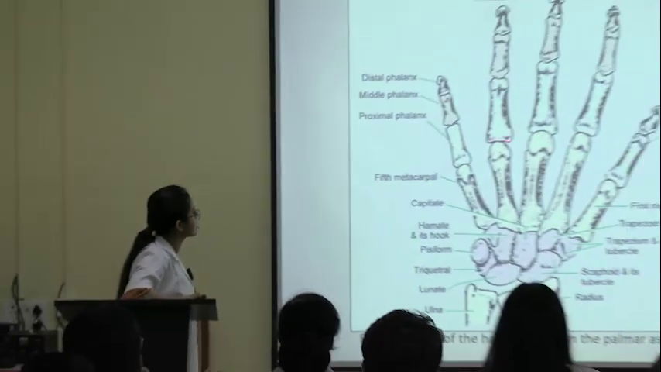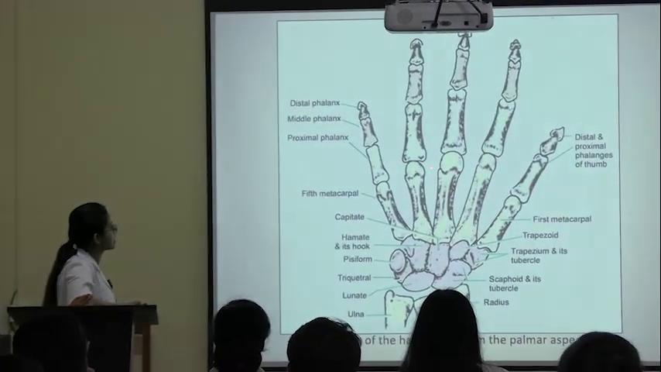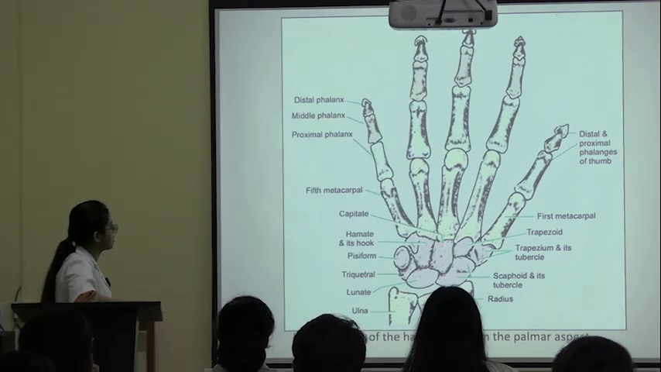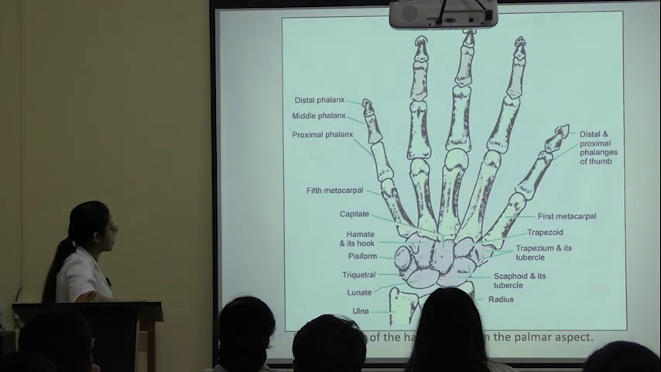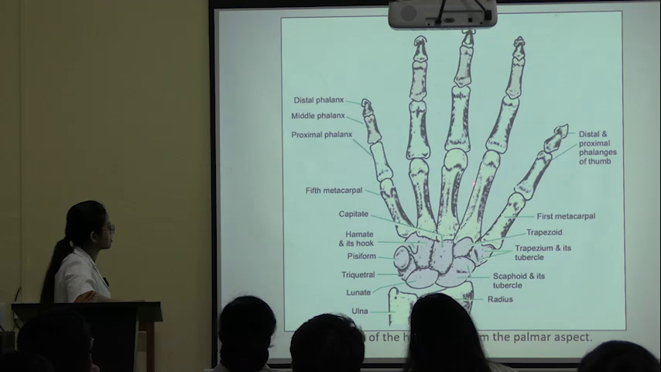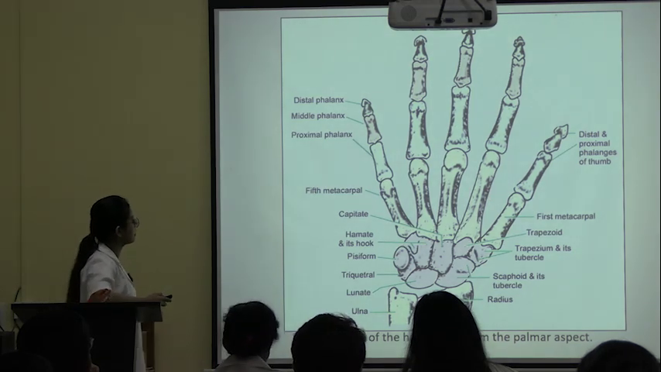See here, this is the head. Okay, distal end is the head of the metacarpal. This is the base of the metacarpal. This is the shaft, medial surface, lateral surface, and behind is the dorsal surface. Clear?